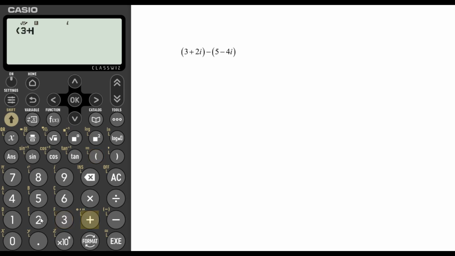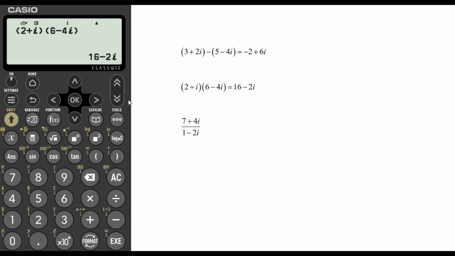We have 3 plus 2i subtract 5 subtract 4i. And if we work this out, we get -2 plus 6i. Let's take a look at another example. Suppose we want to multiply 2 plus i by 6 subtract 4i. We have 2 plus i being multiplied by 6 subtract 4i. And if we work out what this is equal to, we get 16 subtract 2i.